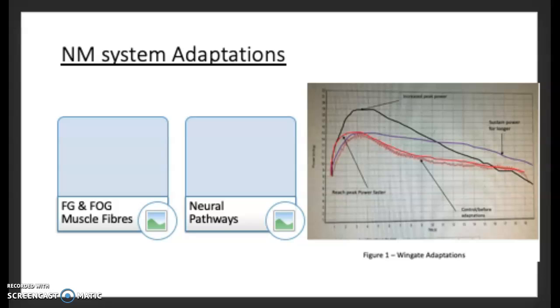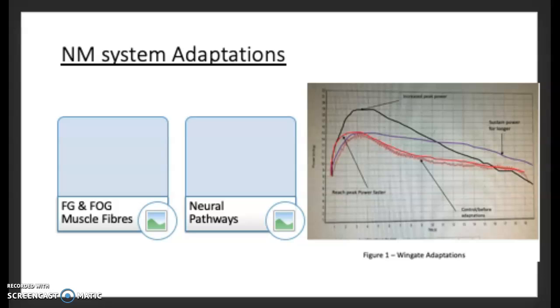On the right hand side of the slide you can see a Wingate test. As a result of neuromuscular adaptations, there are many differences in the graph. One difference that could be made after neuromuscular adaptations is the increase in peak power. This is due to increase in cross-sectional size of the fast oxidative glycolytic and fast glycolytic muscle fibers. And as we know, and as we've talked about, bigger muscles can produce more force. This is why the peak power increases from 15 to around 19.